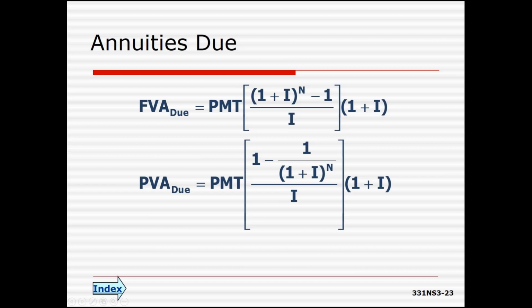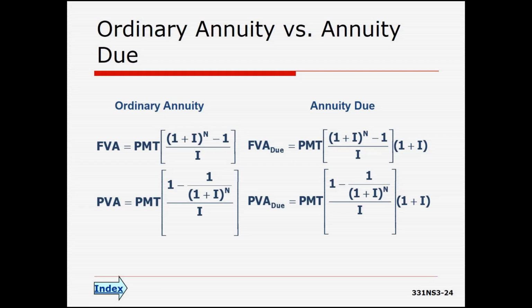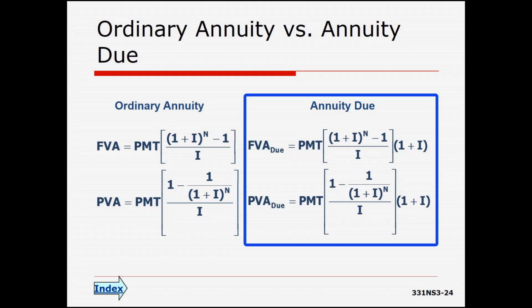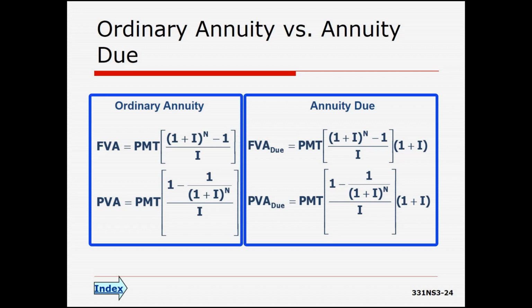These are the future value and present value formulas for annuities due. Note the difference between the two pairs of formulas. The value of an annuity due equals the value of a comparable ordinary annuity times 1 plus the interest rate. This provides us with a solution technique.